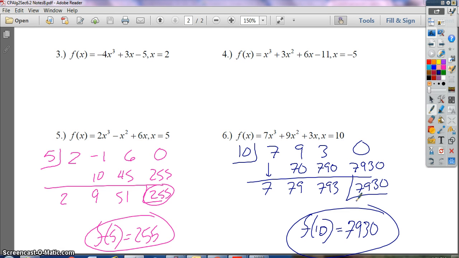There's section 2, guys. It's direct substitution and synthetic substitution. You should eat this guy up, spit him out, and get an A. Hopefully that will work for you.